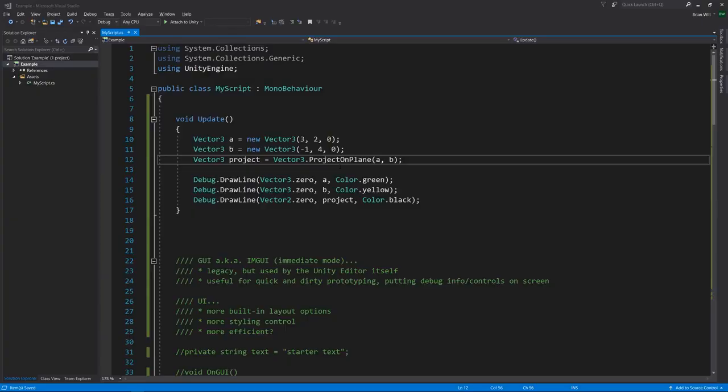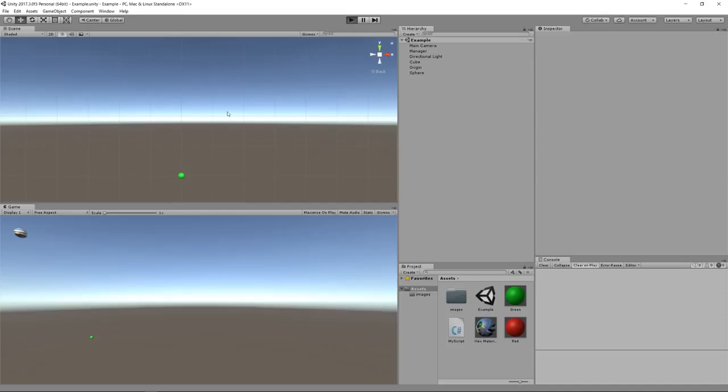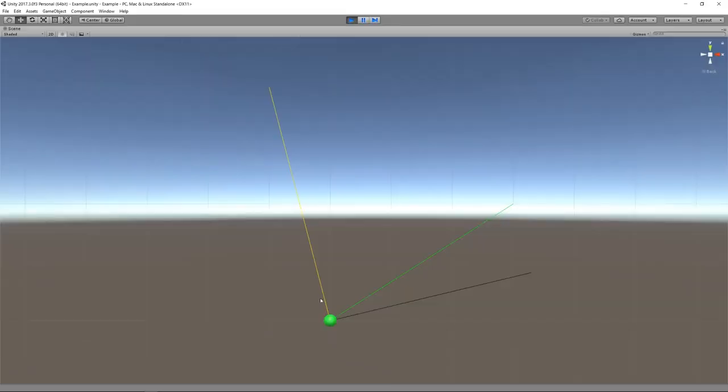Now instead of project, let's use project on plane, drawing A as green, B as yellow, and the projection vector as black. Let's see what that gets us. Here's our A vector, here's B, and again, the magnitude of B really doesn't matter. All it's used for in this case is to describe a line running perpendicular to it, so it would be a line running this way. And what we want to find is the point along that line which A is closest to. And as you can see, that's right here.